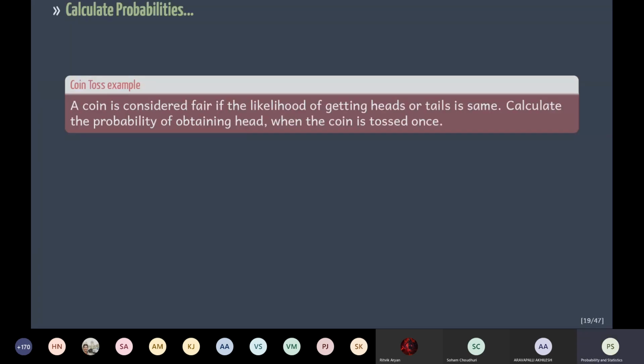Coin toss example. Let us use some examples. Another thing I would like to define is fair. A coin is considered fair if the likelihood of getting heads or tail is the same. In the coin case, the sample space is head or tail, and we call the coin fair if the likelihood of getting head or tail is the same, right?